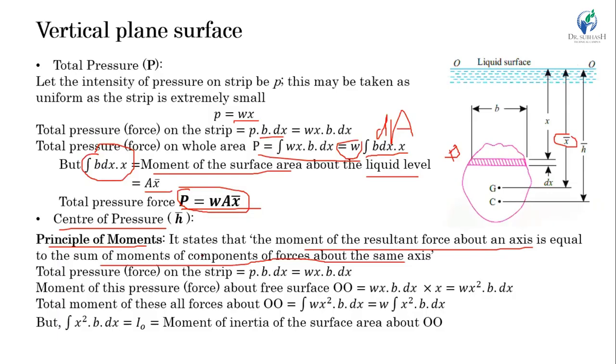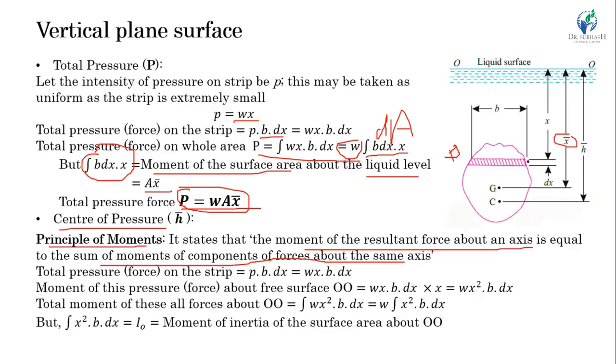We first take the moment of the small force acting on the small strip, which is dP, and then take the integration of all these forces to get the total moment of forces. Then we will take the moment of the resultant force, which is P times the distance from the free surface of the liquid. So first we will take the moment of the components of forces.